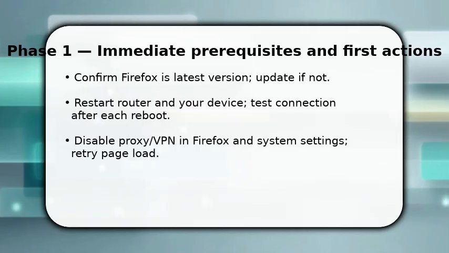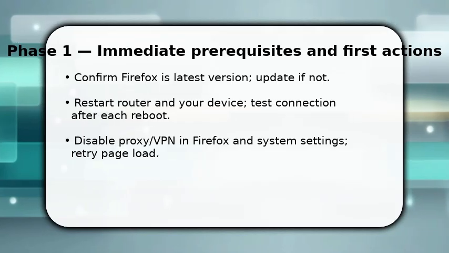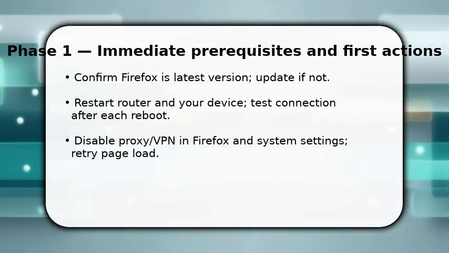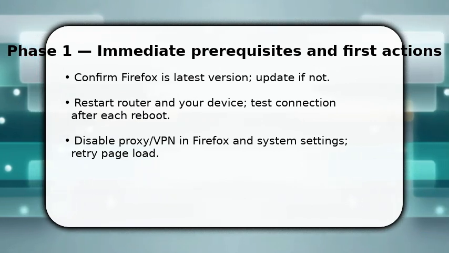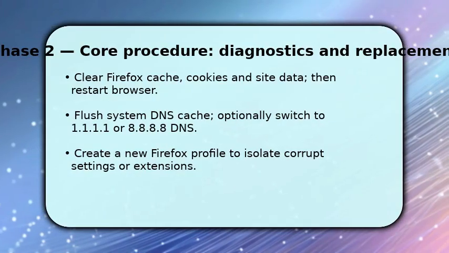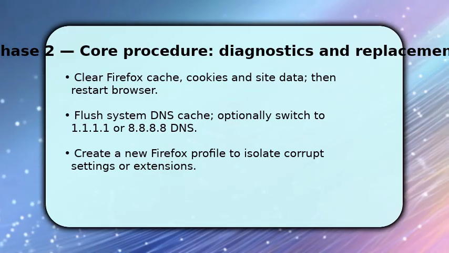Next, disable any VPN or proxy in both the browser and the OS because those alter routes and certificates. After each step, try loading a known page to confirm progress. Once the basics are done, target Firefox internals and name resolution.